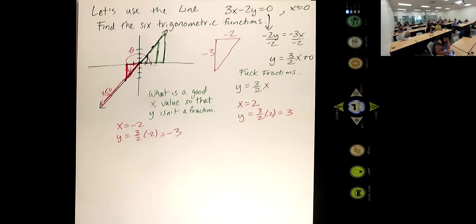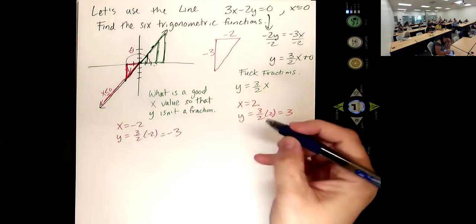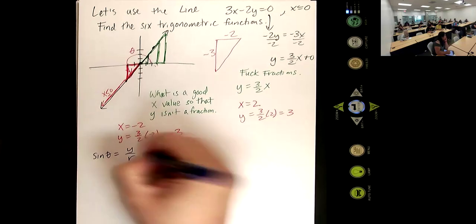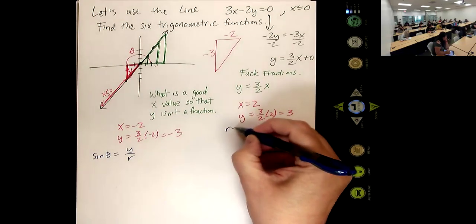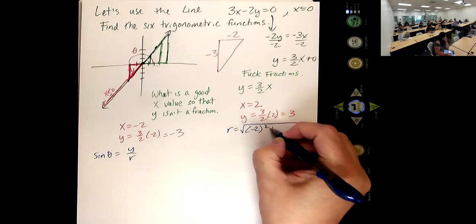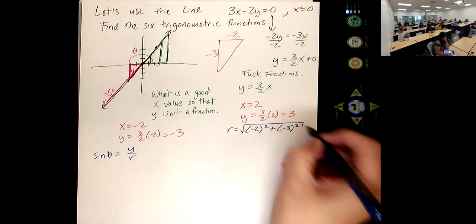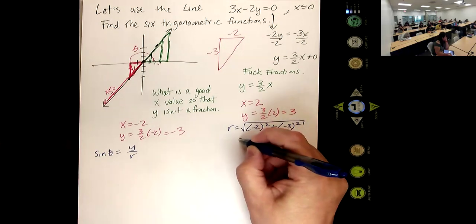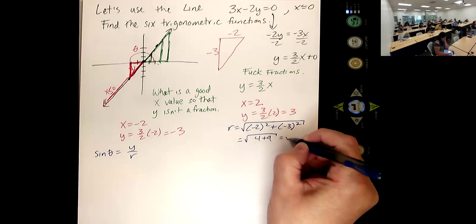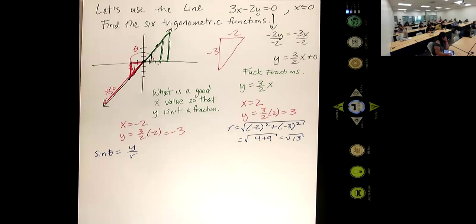Alright, so I've got -2, -3. What's r? We need r, because remember sine theta is y over r. So r is gonna be the square root of x squared, which is -2 squared, plus y squared, which is -3 squared. That is the square root of 4 plus 9, which is the square root of 13. Unfortunately, it doesn't make a nice clean number, so we're gonna have to leave it as a square root.